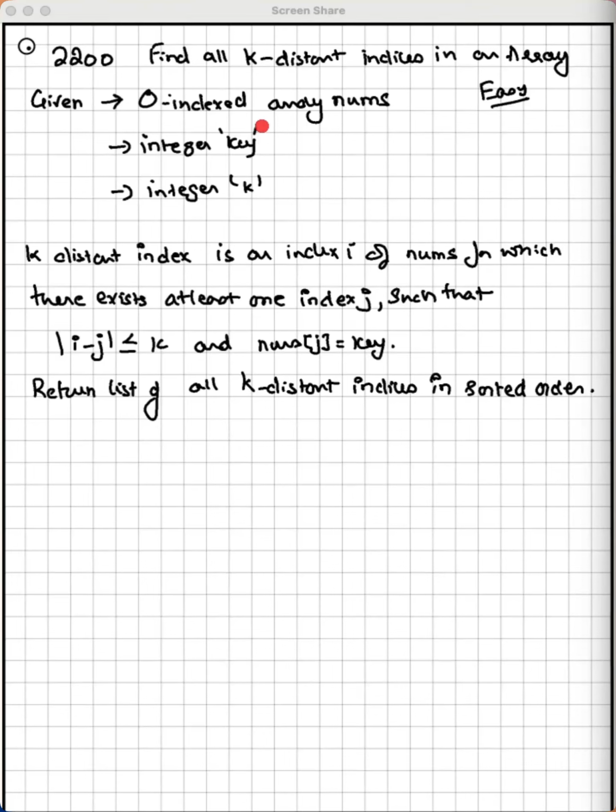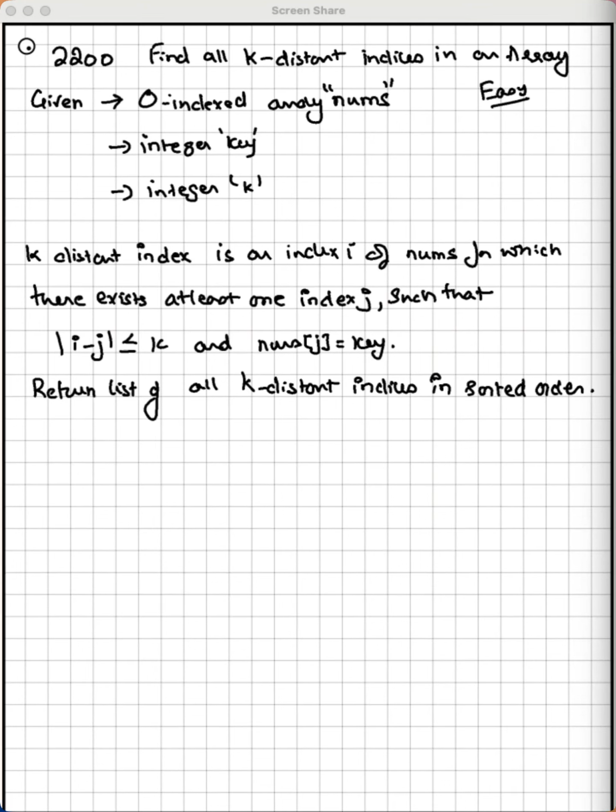So we have been given a zero-indexed array called nums, an integer value key, and an integer value k. A k-distant index is an index i of the nums array for which there exists at least one index j such that the absolute difference between these two indices is less than or equal to k, and nums[j] is equal to key. We have to return the list of all k-distant indices in sorted order.